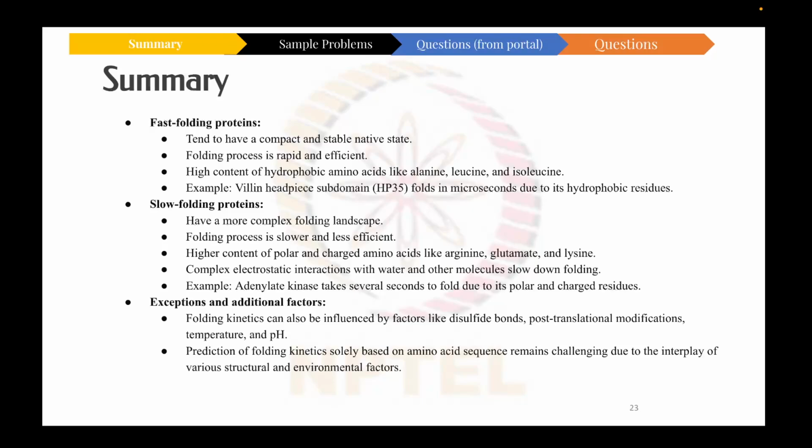The folding rates of proteins can be influenced by a variety of factors, including the sequence of amino acids that make up the protein. In general, proteins that fold quickly tend to have a higher proportion of small and hydrophobic amino acids, while proteins that fold slowly tend to have a higher proportion of large, polar and charged amino acids.